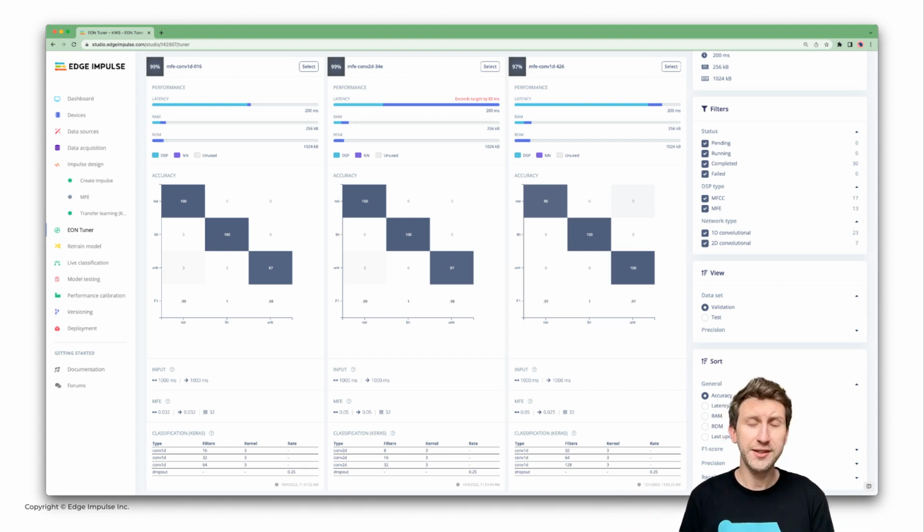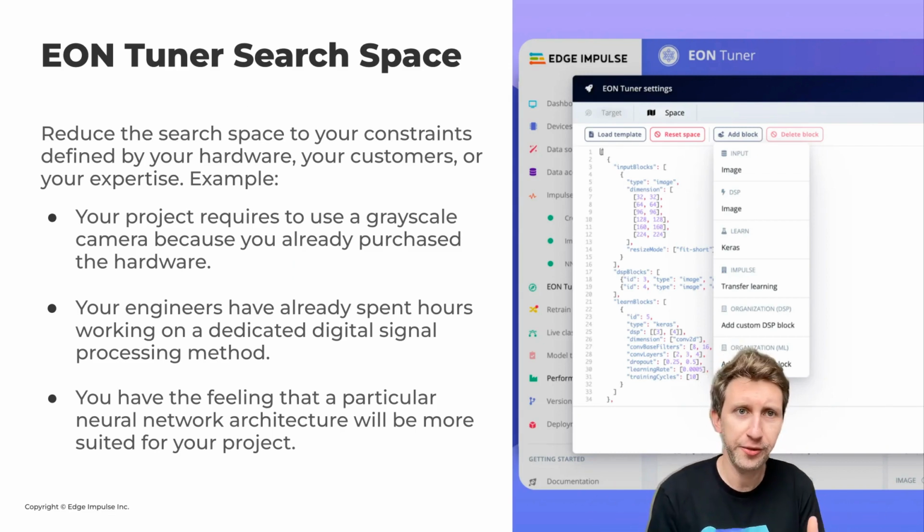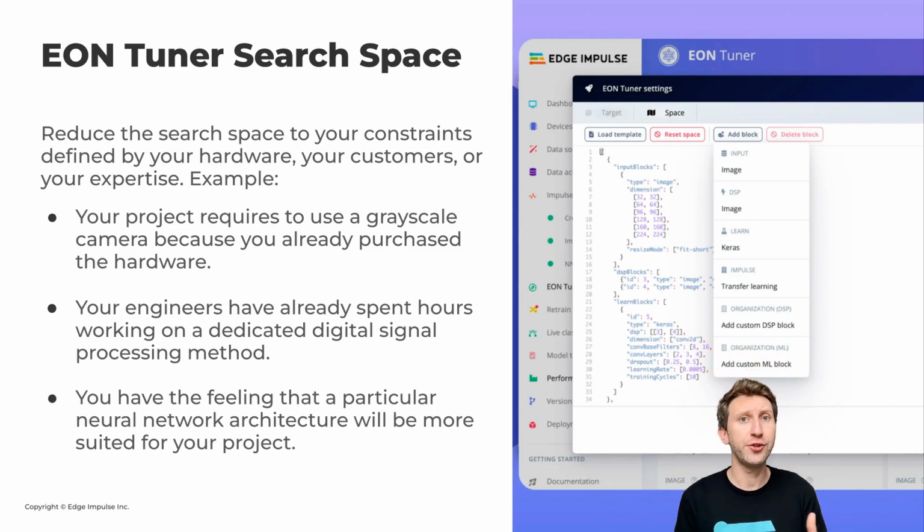So this is great. However, at some point you might be constrained either by your customers, your expertise, or the hardware that you already have. Let's take a couple of examples that I noted here in the slides. If your project requires a grayscale camera because you already purchased the hardware, you might need to constrain the search space of the Eon Tuner so it does not search for RGB models.